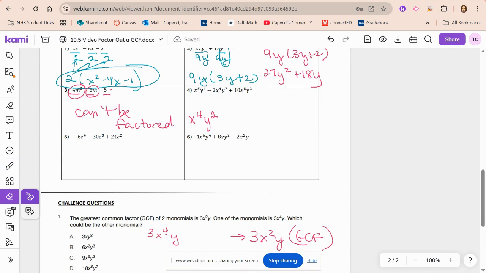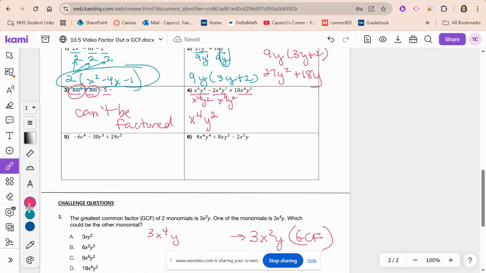So therefore, I'm going to take that out. Let's just clean that up. Here, I'm going to divide each term by x to the 4th, y to the 2nd. And that will give me x to the 5th minus 4th gives me 1x.